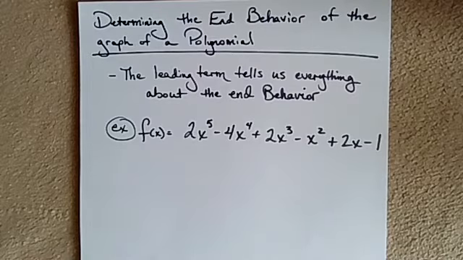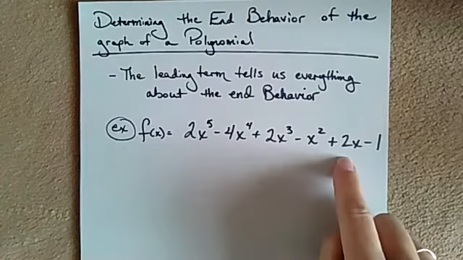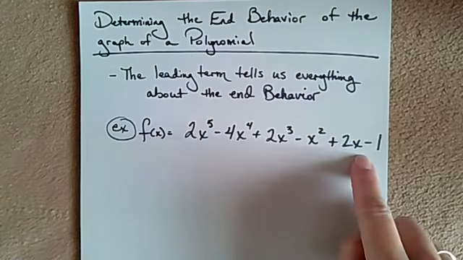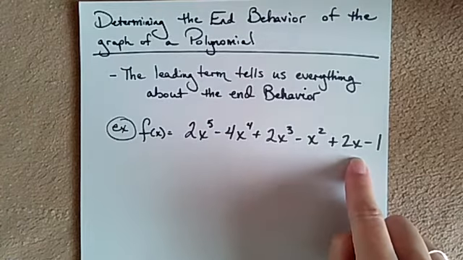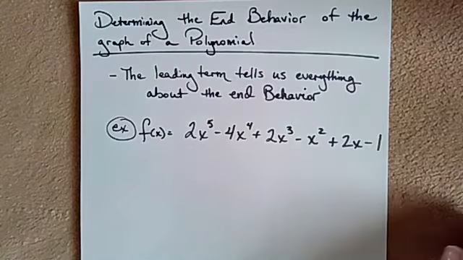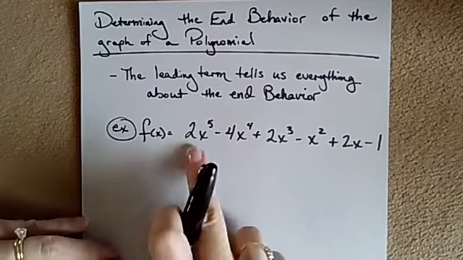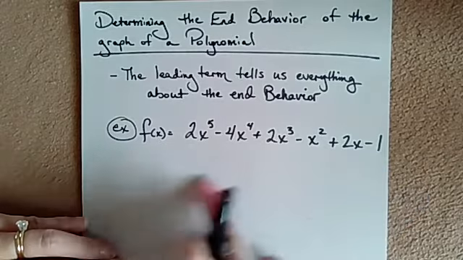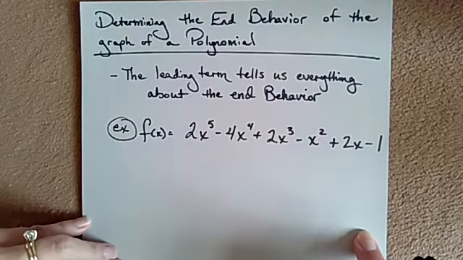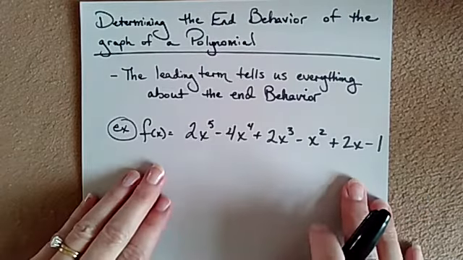So in this video, I wanted to look at how you can look at a polynomial function. This is an example of a really long one. How can you tell and determine the end behavior of the graph of the function? Obviously, this would be pretty long to figure out how to graph. But we can look at this and figure out the end behavior.